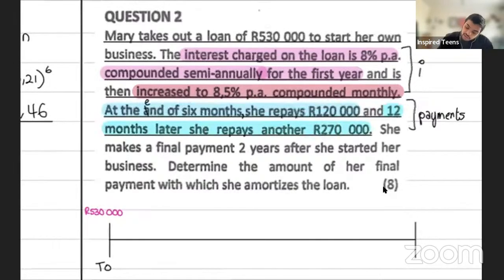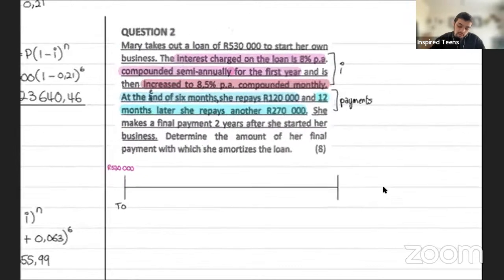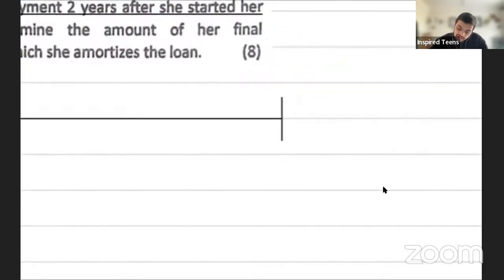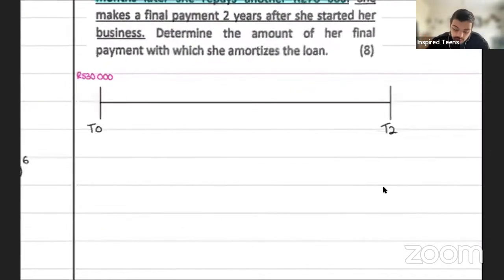So then they say she makes her final payment 2 years after she started her business. Determine the amount of her final payment, which amortizes the loan. So now we've established the end date. The end date is 2 years later. So we call this T2. We use years. So the end date, when she makes the final payment that amortizes the loan, is 2 years after it was taken. Okay, so the end is 2 years.